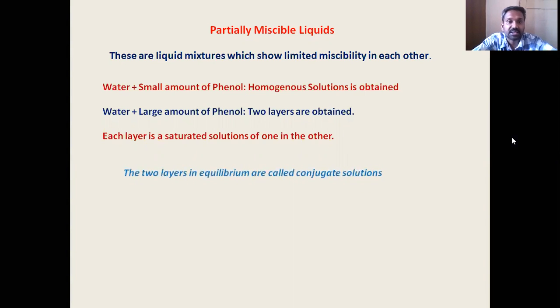Okay, fine. So now we call that the two layers are in equilibrium. And these layers are called, each solution is called a conjugate solution of the other. Do you understand? So water is a conjugate solution of phenol. Phenol is a conjugate solution of water during equilibrium.